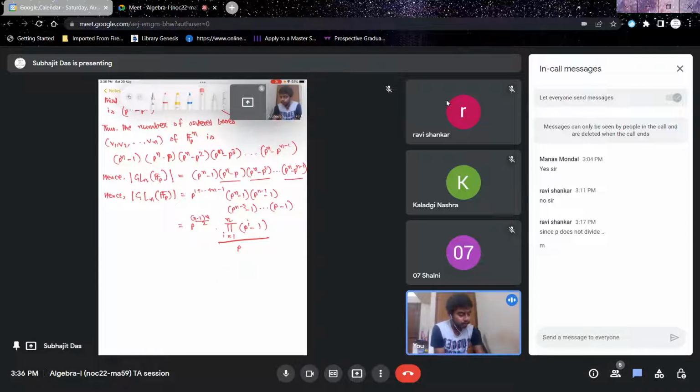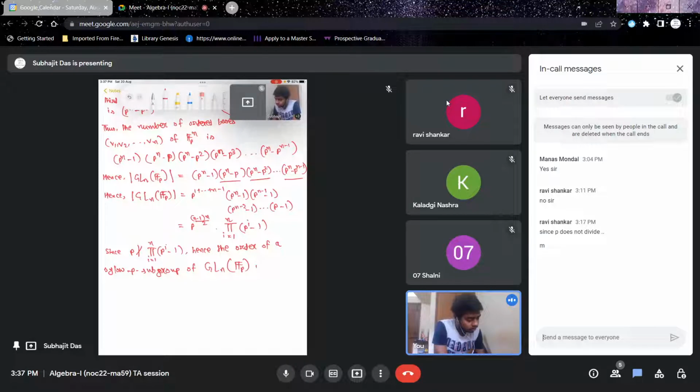So in other words, what you can say is, since P doesn't divide this product, hence the order of a Sylow P subgroup of GL_n(F_p) is p to the power n minus 1 times n by 2. Right? So this is your order. Any Sylow P subgroup of GL_n(F_p) is p to the power n minus 1 times n over 2. Right?